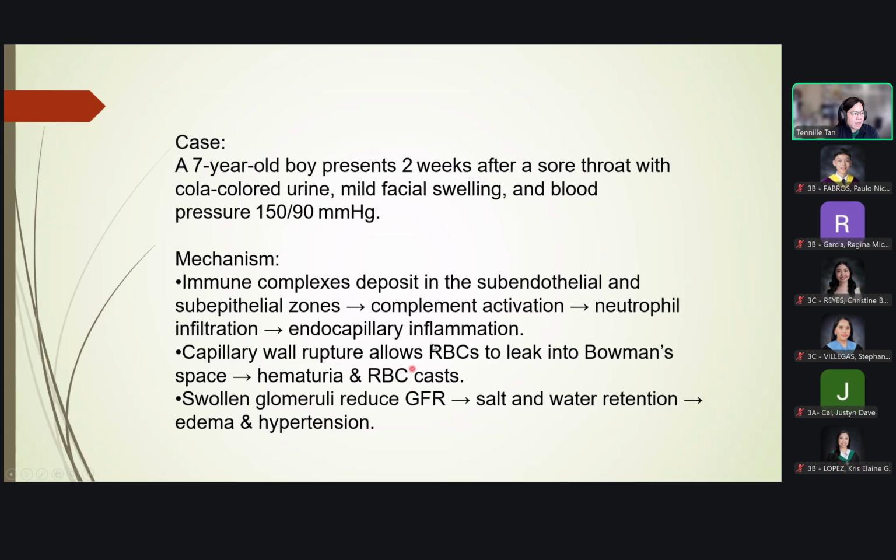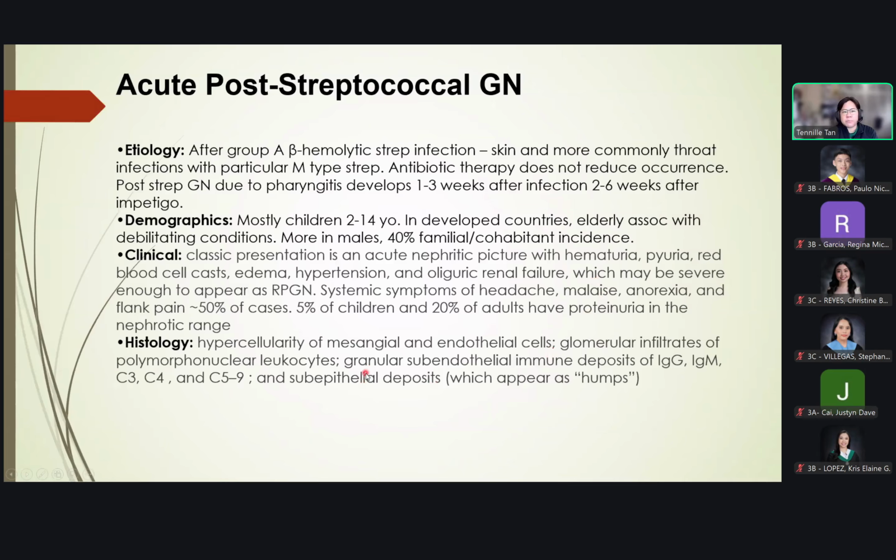The capillary wall rupture allows RBCs to leak into the Bowman space, which leads to hematuria and RBC casts, and the swollen glomeruli will reduce GFR, leading to salt and water retention and to that mild edema and hypertension. So this is acute post-streptococcal GN.